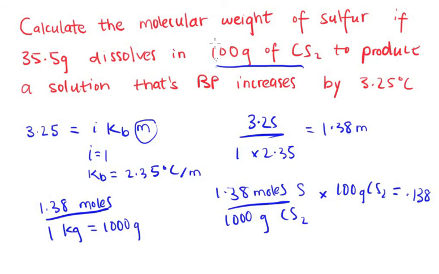Now we have the moles of sulfur, and they gave us the number of grams of sulfur. So 35.5 grams divided by 0.138 gives us a molar mass of 257 grams per mole.